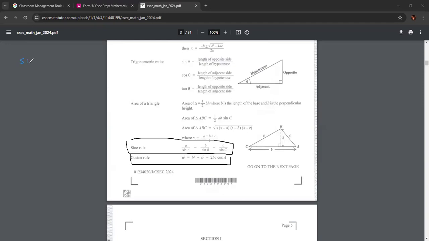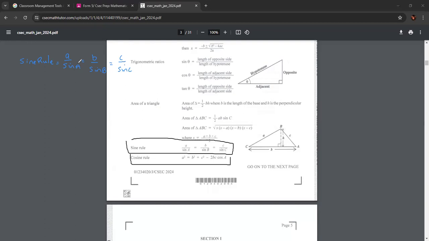Right? So the sine rule, basically, they are showing the relationship between each side and its angle. So it basically is a over sine A is equal to b over sine B, which is equal to c over sine C.